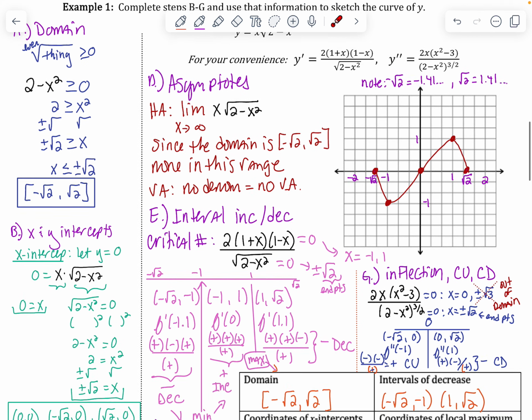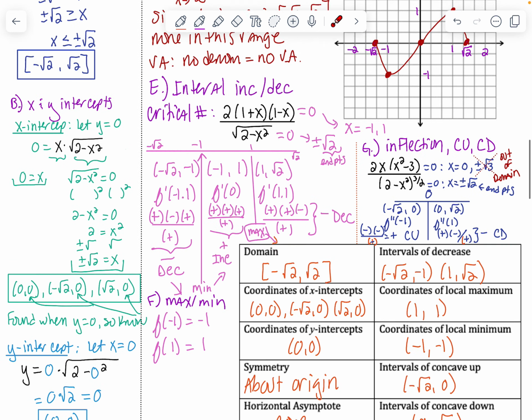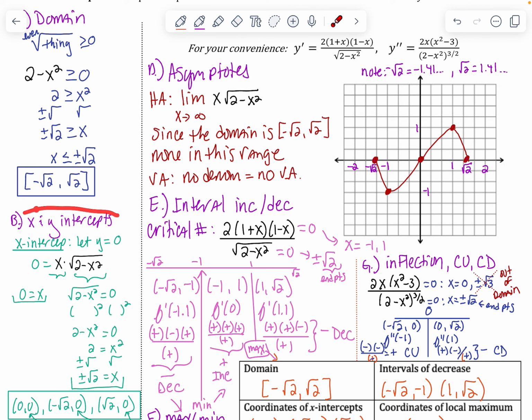In our case, the graph is already provided. So for my domain, it can equal 0, so I have square brackets to indicate the ends. Now I need to find the x and y intercepts.